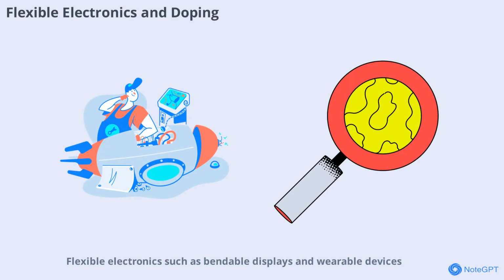Flexible electronics, such as bendable displays and wearable devices, also benefit from advances in doping technology. By developing new dopants and doping methods, engineers can create flexible semiconductors that maintain their performance even when bent or stretched. This opens up exciting new applications for electronics in healthcare, fashion, and beyond.